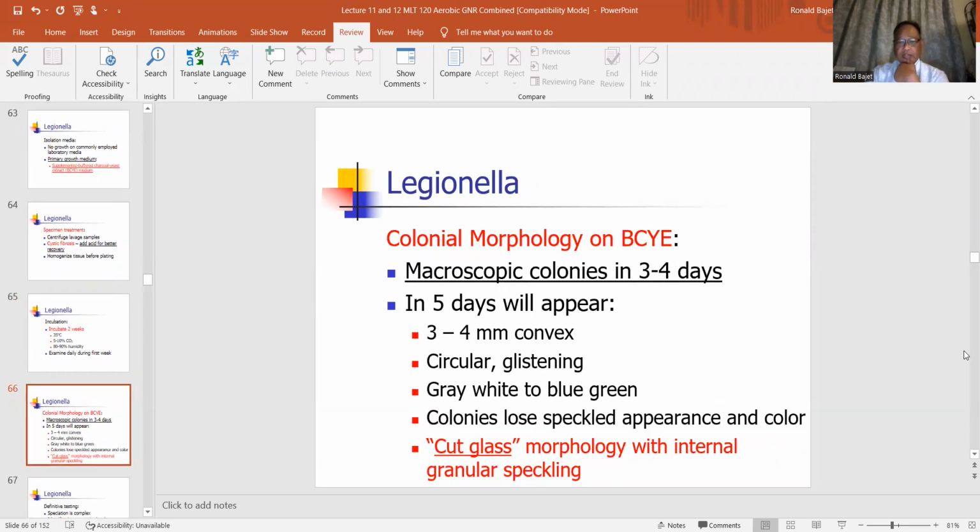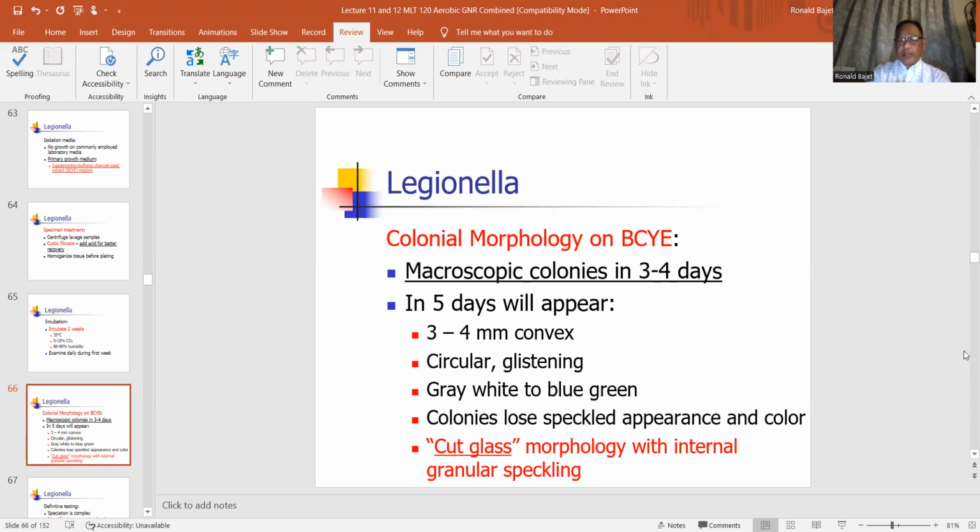Okay, so remember, Legionella is buffered charcoal yeast extract. The colonies will not appear until 3 to 4 days or 5 days. Okay, the colonies will appear. And colony morphology also is characteristic for Legionella. Make sure you know this, it's cut glass morphology with internal granular speckling. So cut glass morphology. Remember Pseudomonas aeruginosa was fish scales. So this one is cut glass morphology.